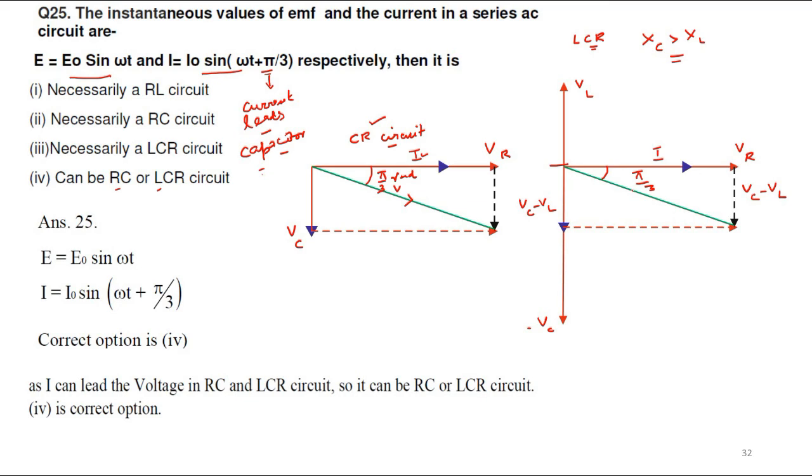It can also be pi by 3. So the current leads the voltage by an angle of pi by 3 in terms of radians. Therefore, it is possible to have a phase angle of pi by 3, with current leading the voltage, in just a CR circuit or even in an LCR circuit where XC is greater than XL. So the correct option is option 4. Okay.